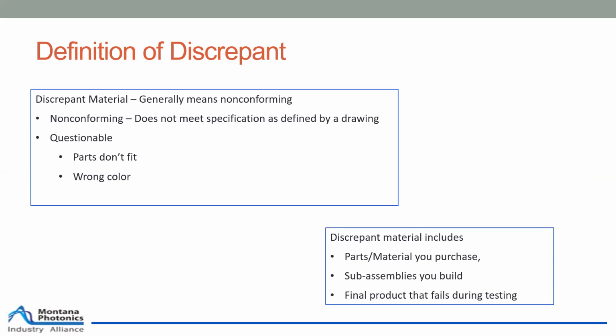And discrepant material includes parts or material you've purchased, subassemblies you're trying to build, or even final product that fails during final acceptance testing. In a complex, sensitive, nonlinear, high-fluence photonics product, it's a good idea to question non-conforming or questionable material and set them aside for further evaluation rather than risk using them in your product.